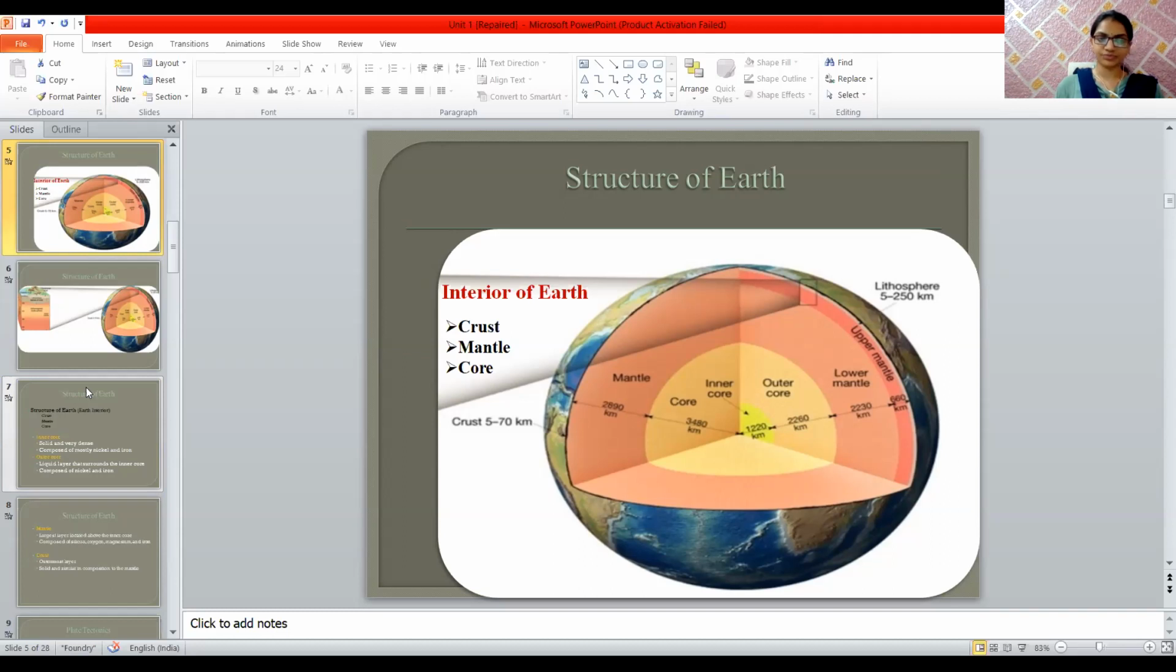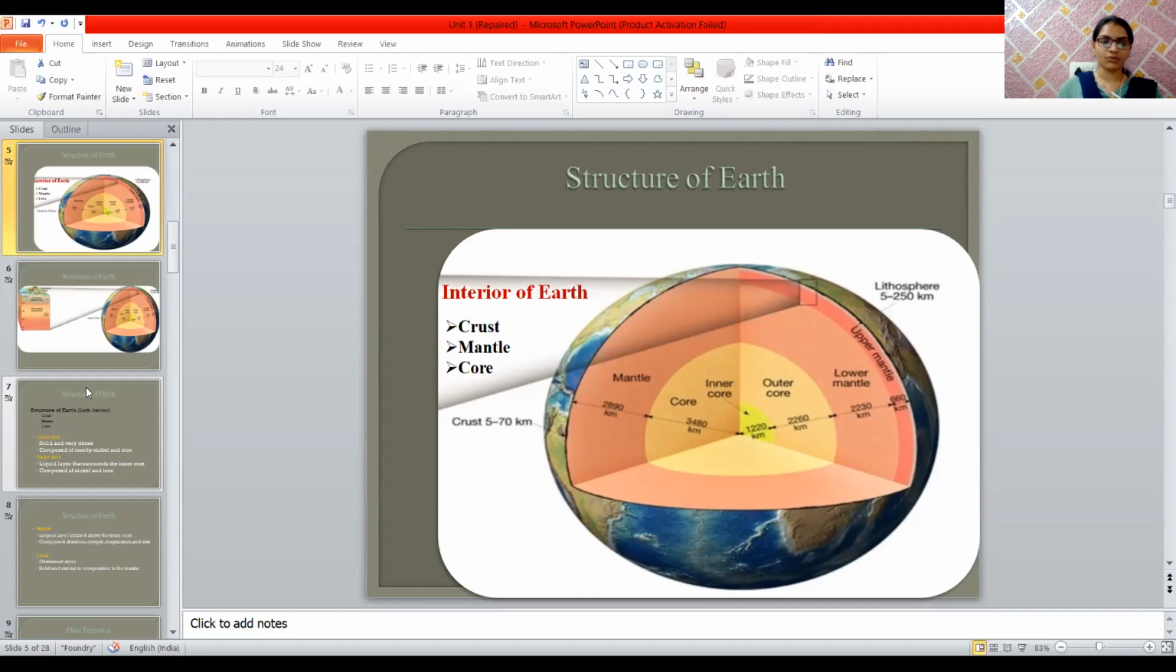The inner core is the innermost part of the earth. It is composed of iron and nickel, and it has a solid-like structure. The outer core is composed of nickel and iron. Next, the lower mantle has a liquid-like structure, and it is composed of silicon, oxygen, magnesium and iron.